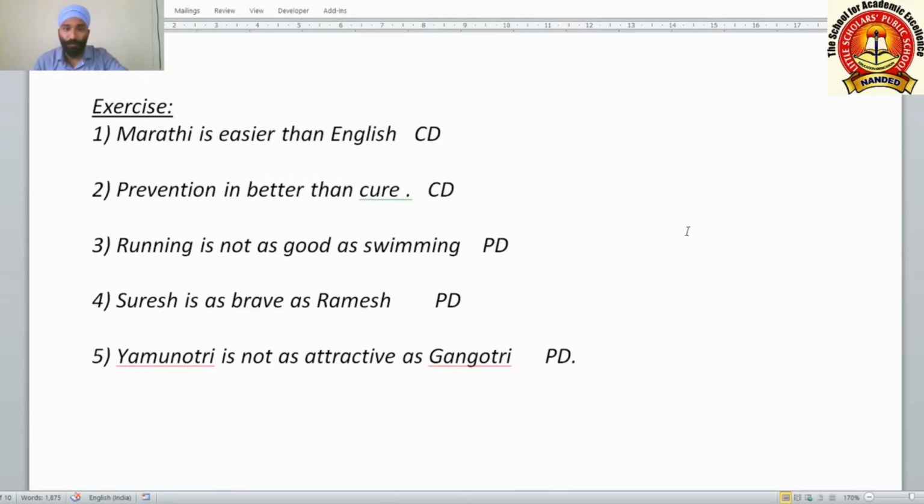Now here I am giving you exercise to solve. This exercise you have to solve in the notebook. If you have any doubt you can ask anytime.